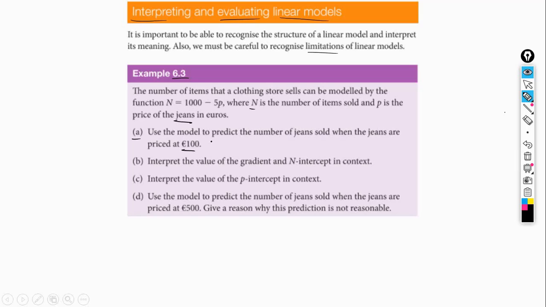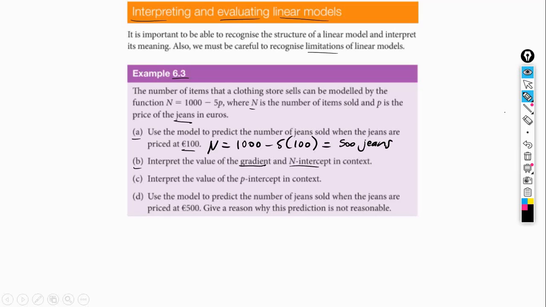So we have that n is going to equal 1000 minus 5 times 100. And this is just going to be 1000 minus 500. So that means 500 jeans. So in other words, if the price of the jeans is 100 euros, then 500 jeans will be sold. For part B, it says, interpret the value of the gradient and the n-intercept in context.